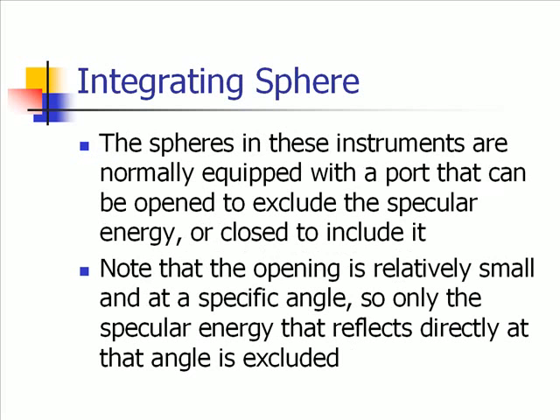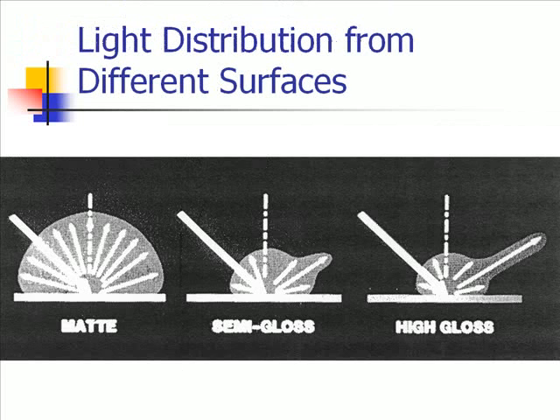If it's a very highly glossed sample on the right here, almost all of the specular reflection goes in that angle, a little bit off, but most of it goes that way. If it's a matte finish, it's pretty much uniformly spread in all directions. In a semi-gloss, most of it goes that way, but there's some that goes another way. So there's a kind of a continuum from very shiny to very matte finish.